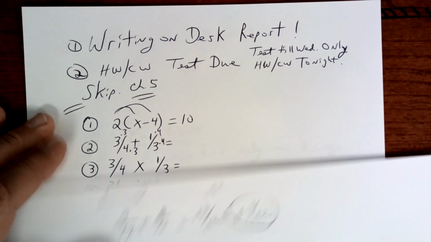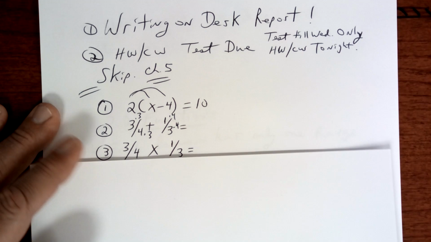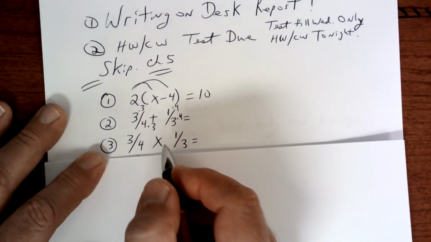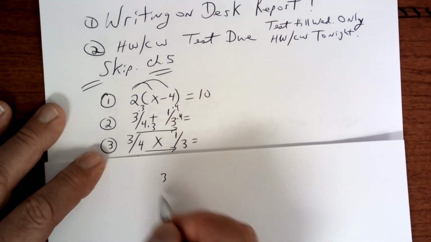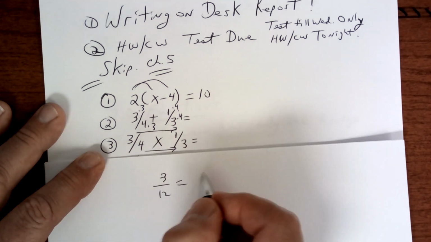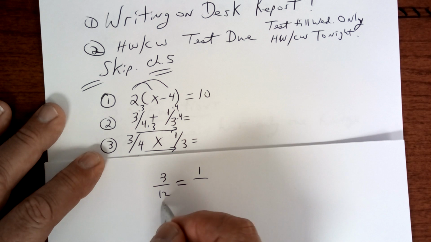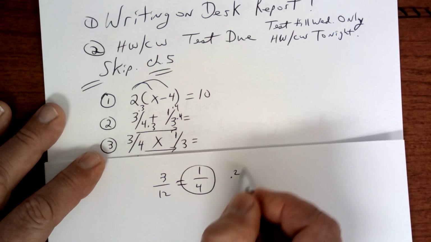Let's go to this next one. You're multiplying. So all you're going to do is multiply straight across. So 3 times 1 is 3, 4 times 3 is 12, and then 3 goes into 3 once, 3 goes into 12 4, and you're done, 0.25.